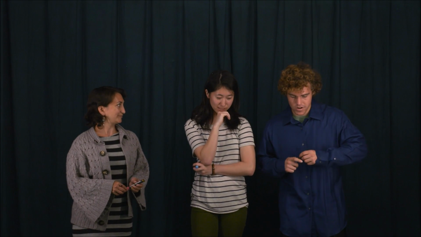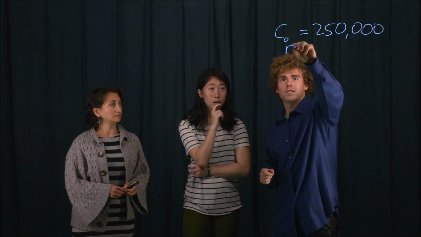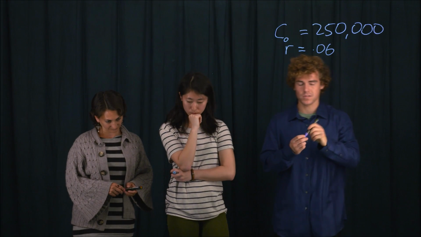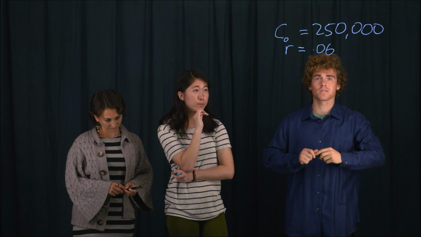So our initial borrowed amount is $250,000. And we'll just set that equal to C initial. So what does C represent? C represents the initial borrowed amount that we're taking out for the loan. And the rate of interest is going to be 6%. So I'm just going to quickly convert that into decimal form, which is 0.06.